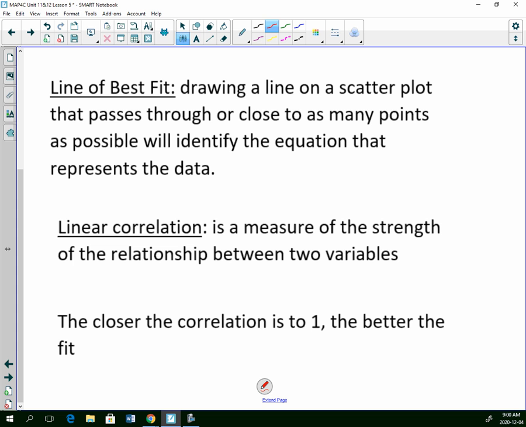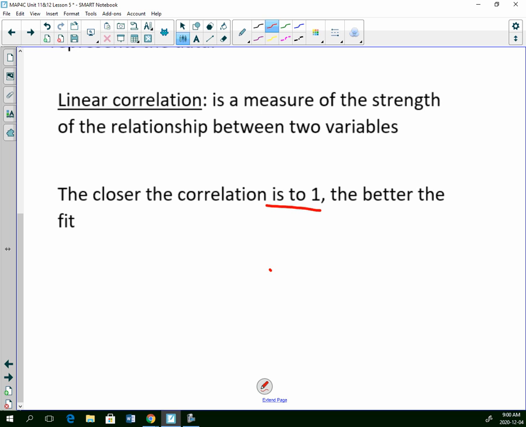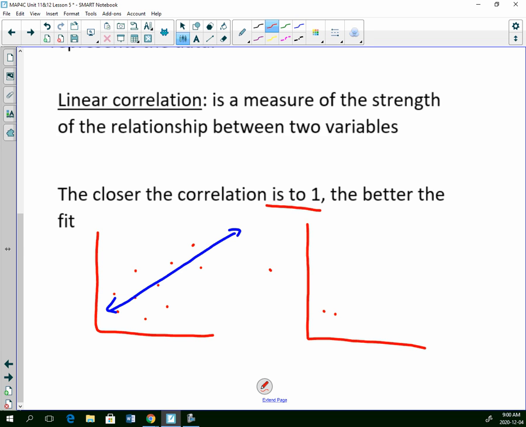It does talk about linear correlation. What that means is how good your line fits on those points, right? So the closer it is to 1, so that's really the slope of the line, the better the fit. So it's sort of like this. If I had a bunch of points and I did a line of best fit through as many as I could and through the middle, and then maybe I had some data that looked like this.